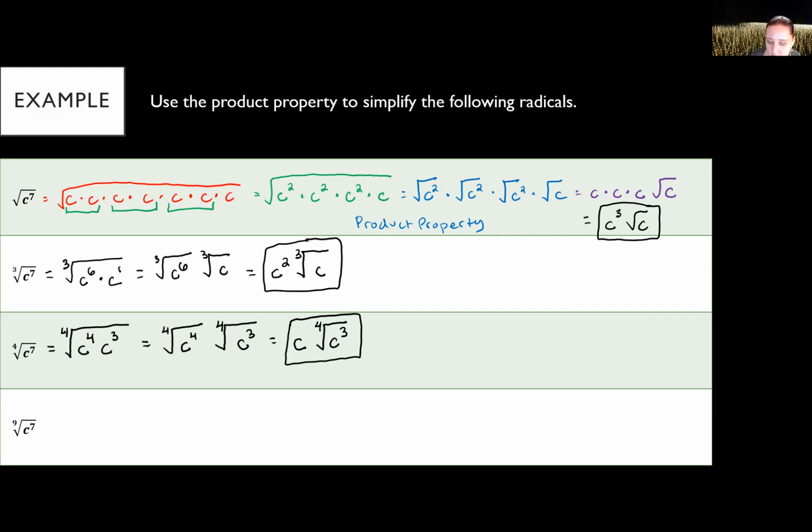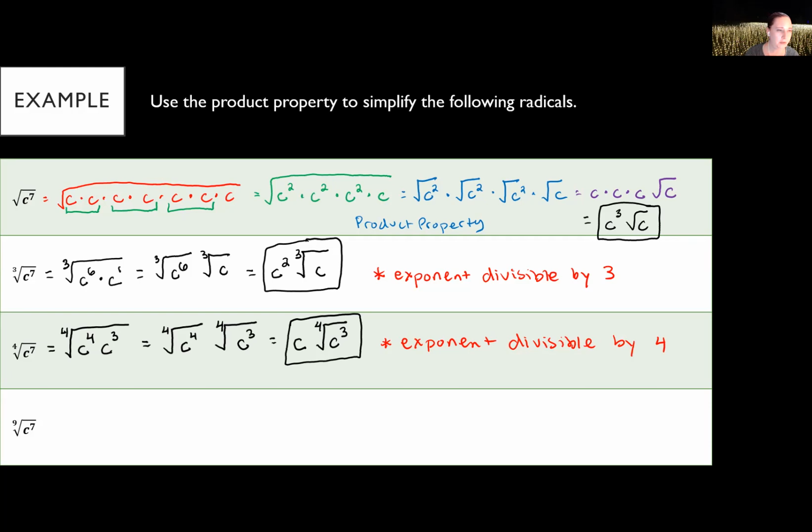So for the cubed root, you want to have your exponent divisible by 3. For the 4th root, you want to have your exponent divisible by 4. So for each of these, how you split up your problem depends on what your index is, because that's going to tell you how you choose to split up your exponent and your multiplication.